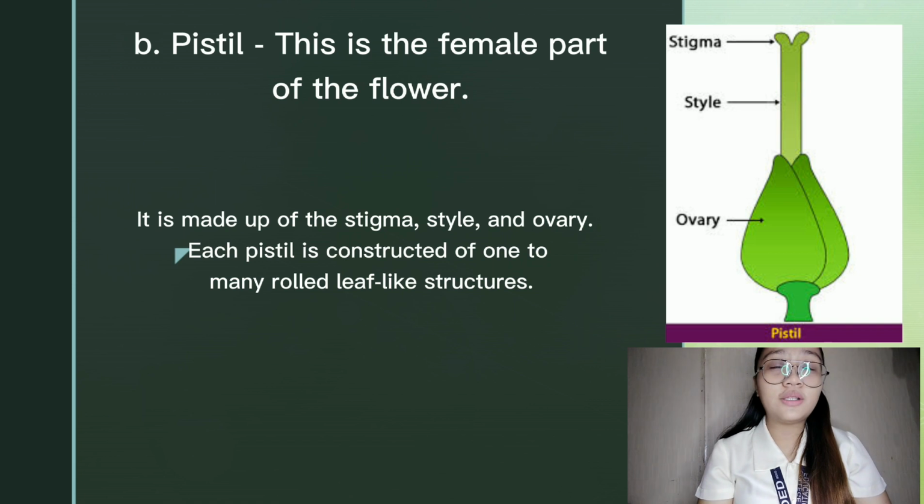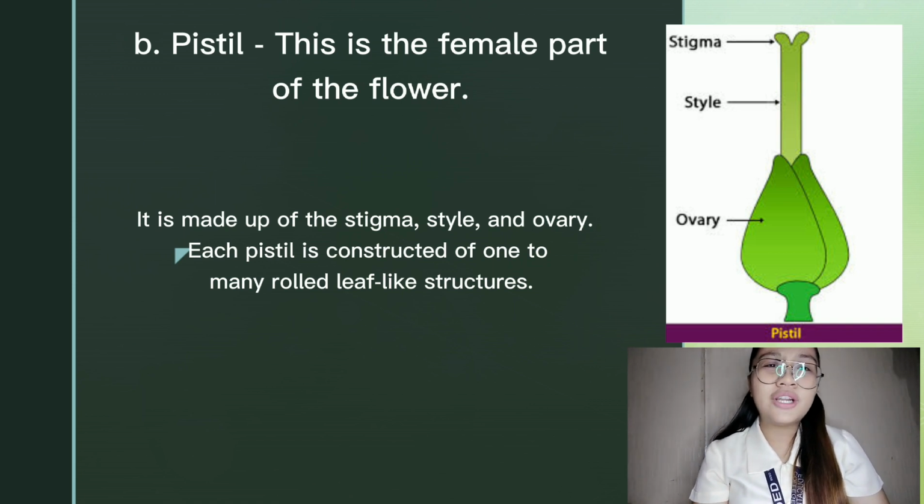The second part of the flower is the pistil, or the female reproductive part of a flower. It is usually made up of stigma, style, and ovary. Each pistil is constructed of one or many rolled leaf-like structures. The parts of the pistil. First is the stigma, one of the female parts of a flower. It is a sticky bulb that you see in the center of the flower. It is the part of the pistil of a flower which receives the pollen and on which it germinates.